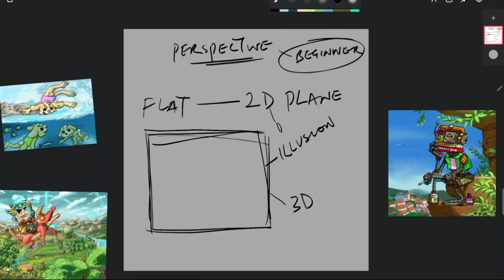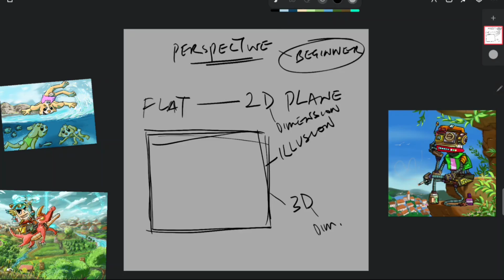2D means two dimensional. 3D, three dimensional. So we are trying to deceive, we are trying to create an illusion that it's a 3D surface. So most people, when you see your drawing looks flat, understand there are some things you need to consider, some things you need to keep in mind when creating your art.